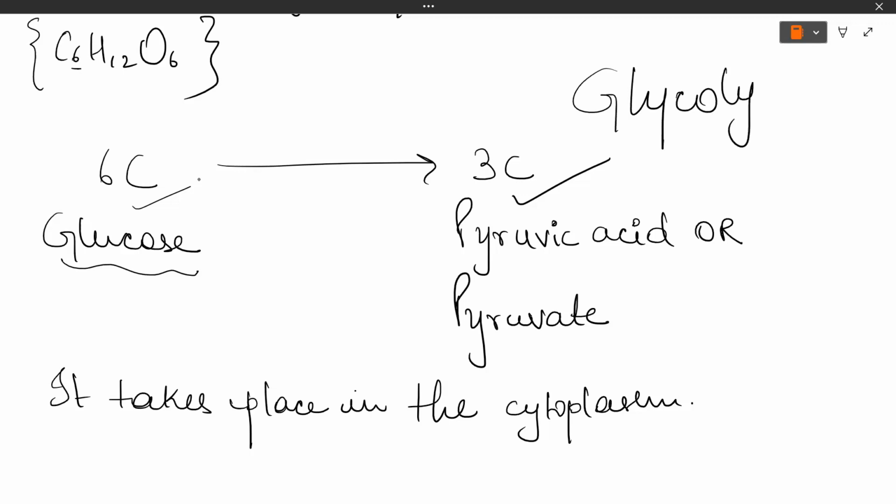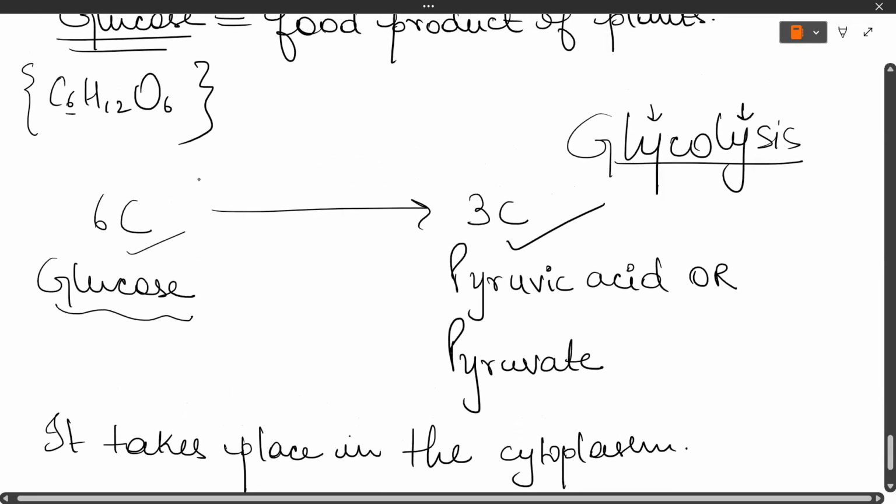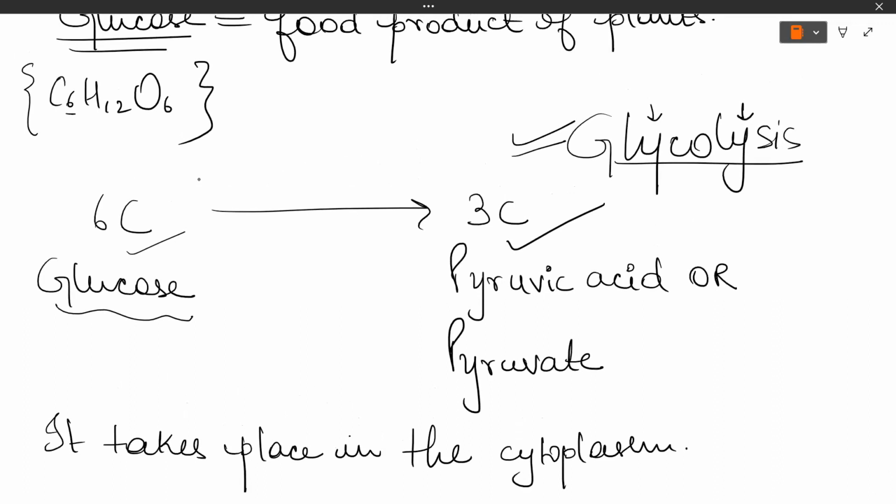Glycolysis. Lysis means the breaking down and glyco refers to the glucose. So the breaking down of the glucose is known as glycolysis. Is it clear? Yes, ma'am. Now, your book has not given the name glycolysis, but they have shown that the glucose is being converted into pyruvate. So you should know the name, isn't it? The name of this process by which the glucose molecule gets turned into the pyruvate is known as glycolysis.